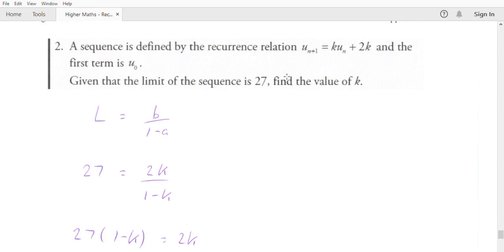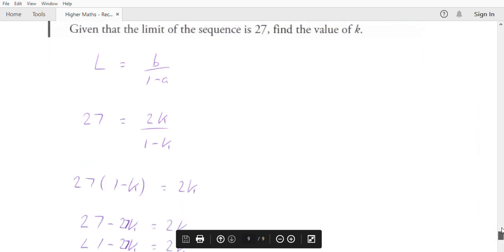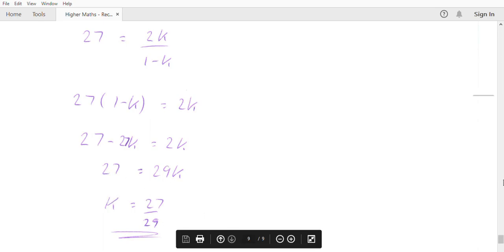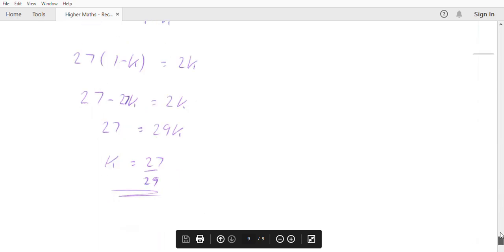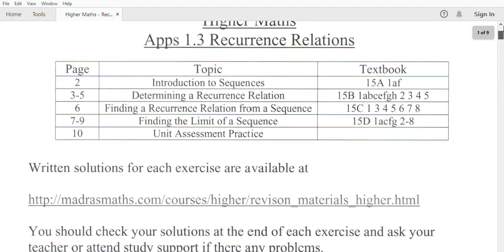I know the limit's 27, and the limit is always given by b over 1 minus a. So 27 equals b, which is 2k, over 1 minus a. In this case, a is k. From there, cross multiply, or multiply both sides by 1 minus k, which would leave us with 27 bracket 1 minus k equals 2k. Expand the bracket, collect all the k terms to the right-hand side, divide through by 27, and there is our value of k.